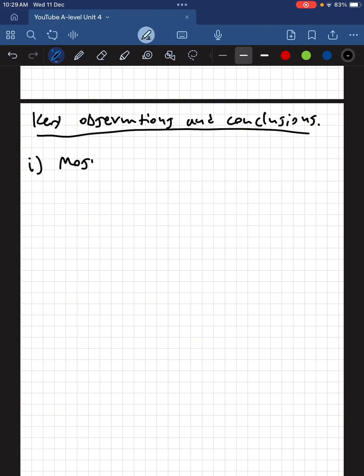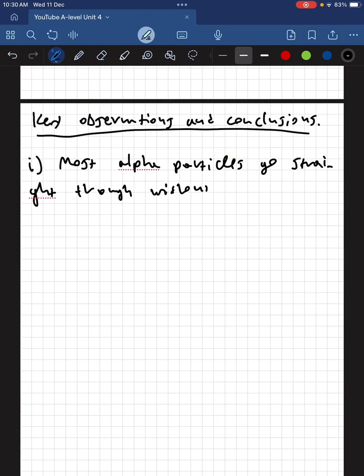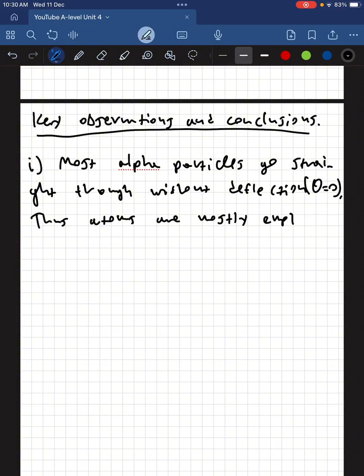So most alpha particles, as we saw, go straight through without deflection. So theta is 0, okay? So this is the observation. What's the conclusion from this? Thus, atoms are mostly empty space.